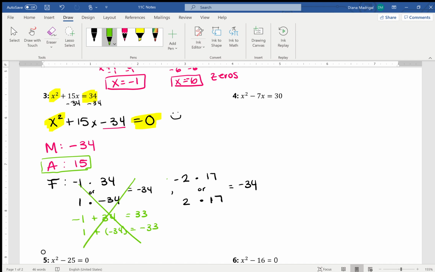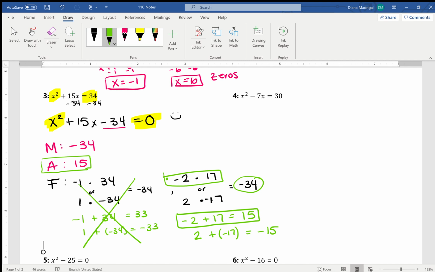All right, first option, this one right here, I have negative 2 plus 17. Negative 2 plus 17 gives me 15. And I forgot my negative right here. It was supposed to be negative 17. And then positive 2 plus negative 17 becomes negative 15. All right, remember I need a positive, not a negative. So the one that works is option 1. Why? Because negative 2 times 17 gives me negative 34, and negative 2 plus 17 gives me positive 15.